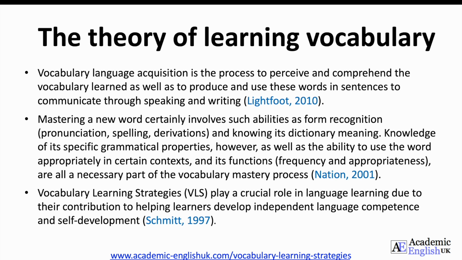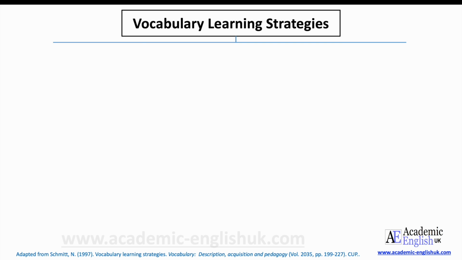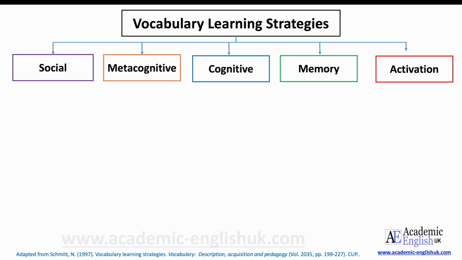According to Schmitt, 1997, vocabulary learning strategies play a crucial role in language learning due to their contribution to helping learners develop independent language competence and self-development. There are 4 key strategies to vocabulary learning. These divide into 5 sections: social, metacognitive, cognitive, memory, and then activation.